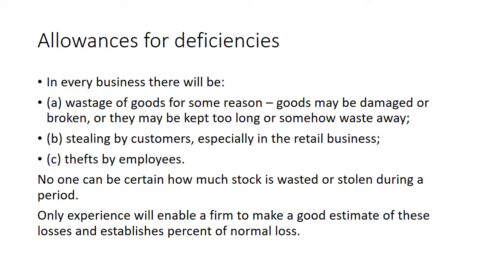But again, we have allowances for deficiencies. In every business, there will be wastage of goods for some reason. Goods may be damaged or broken, or they may be kept too long or somehow wasted away, or the goods may be stolen by customers, especially in a retail business, or theft by employees. So no one can be certain how much stock is wasted or stolen during a period unless there is experience of doing such business. It is where you can estimate the losses and establish a percent of normal loss.